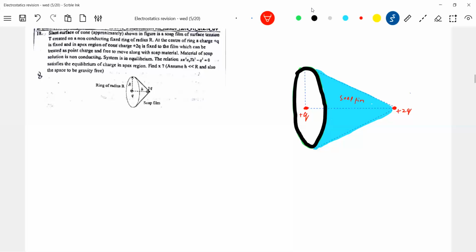Now everything is in equilibrium. So the ring is in equilibrium. So what are the forces acting on the ring? Electrostatic repulsive force and the force due to surface tension. The point charge Q, which is kept at the center, will be attached to the ring. It is not shown, you are supposed to assume that. So let's get in directly. F equal to force due to surface tension. Then what is Fe? Fe should be equal to Q times 2Q by 4 pi epsilon naught h square.